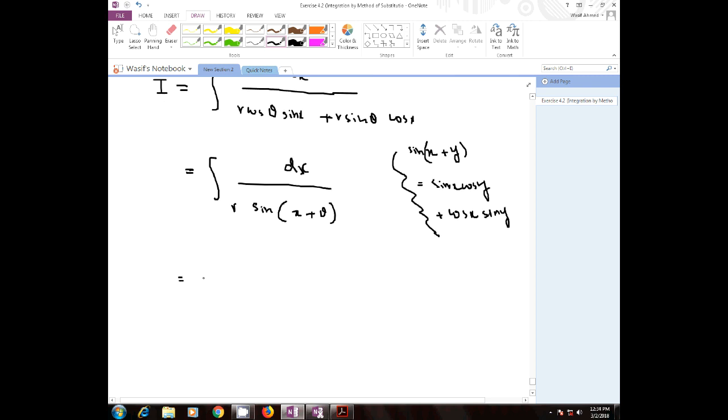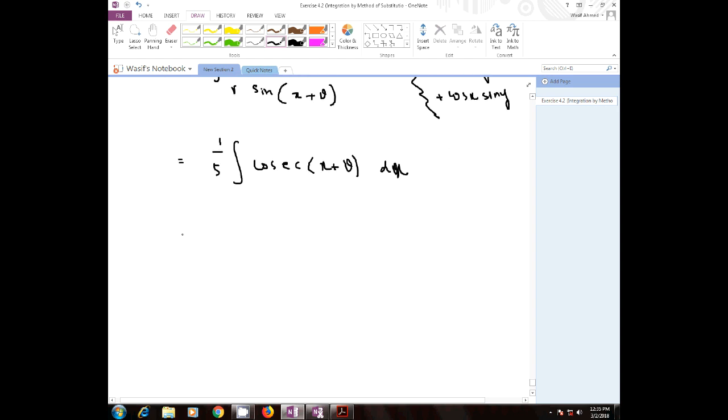The value of r that we have found is 5, and since it is constant, it needs to be taken out of the integral, and you have cosecant of x plus theta dx. From the tables of integrals you have 1 divided by 5 natural log of, if you evaluate the integral of cosecant theta, it is equal to natural log of cosecant theta minus cot theta, and instead of theta here is x plus theta, plus the constant of integration.